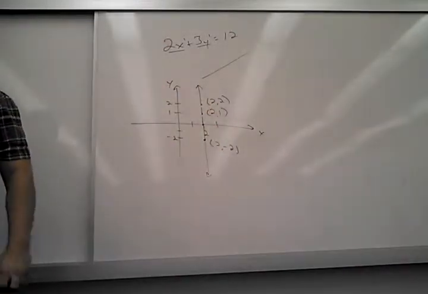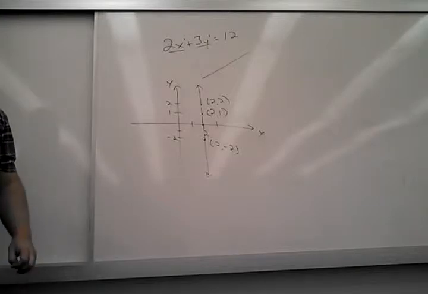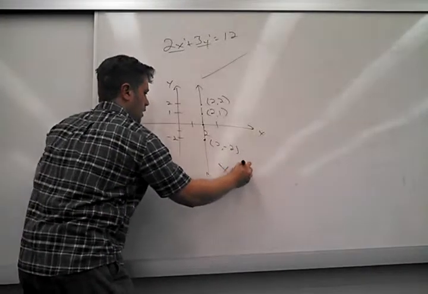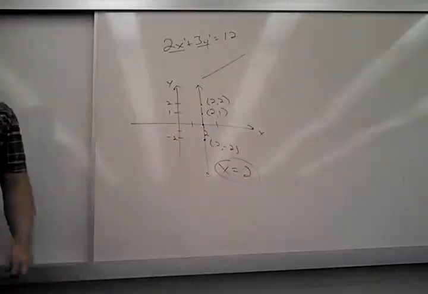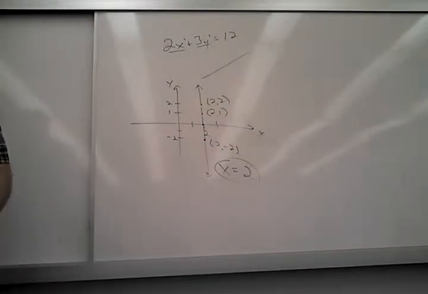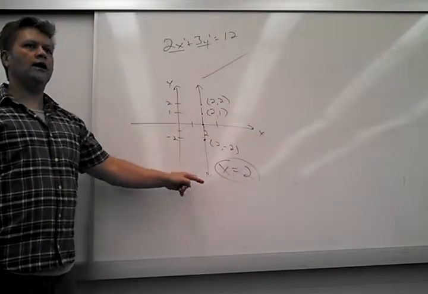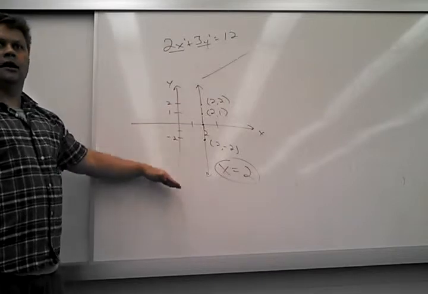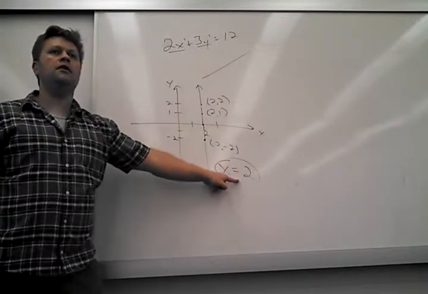X is 2. So guess what? That's the equation of a line. That's the equation. X is 2. Does this line care what y is? What could y be? Anything. So that's why it doesn't show up in the equation.